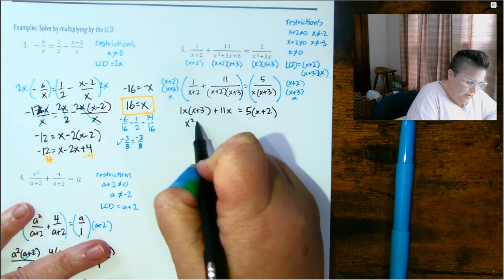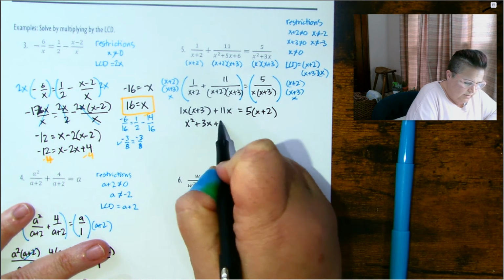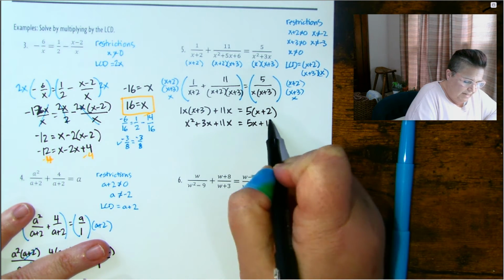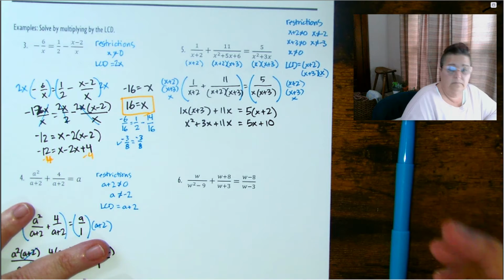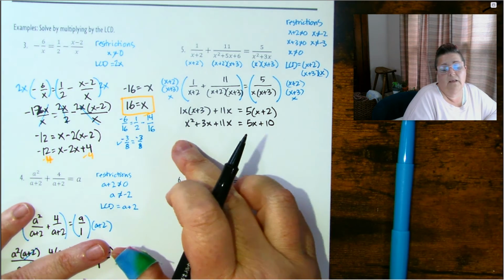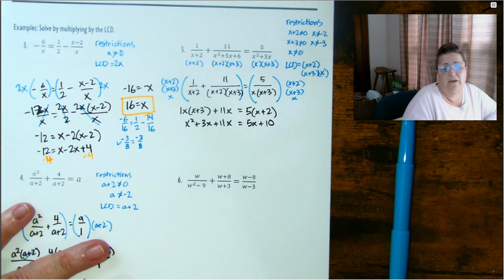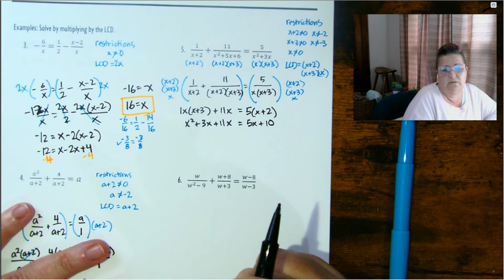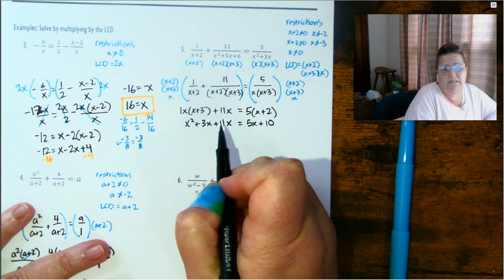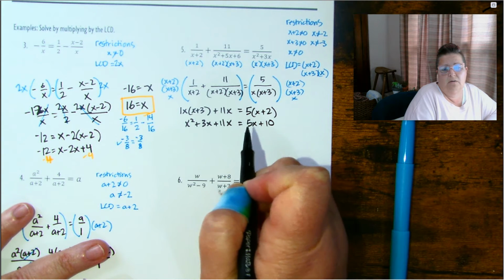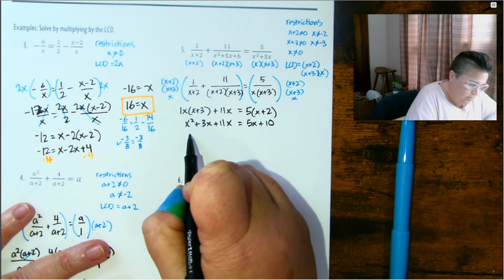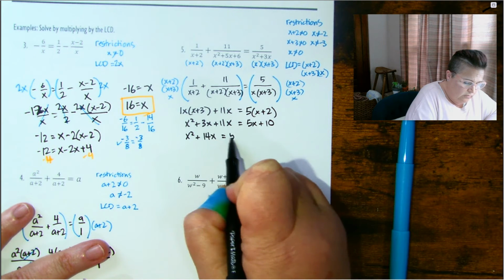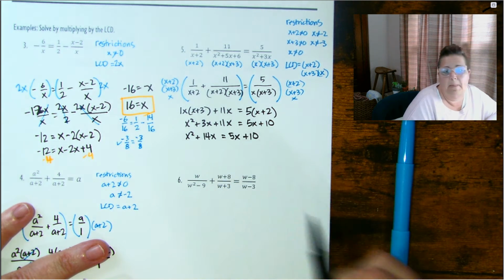Simplify. X squared plus 3x plus 11x is equal to 5x plus 10. X squared's not going to cancel. I'm going to move everything over. X squared plus 3x, so that's 14x. X squared plus 14x is equal to 5x plus 10.